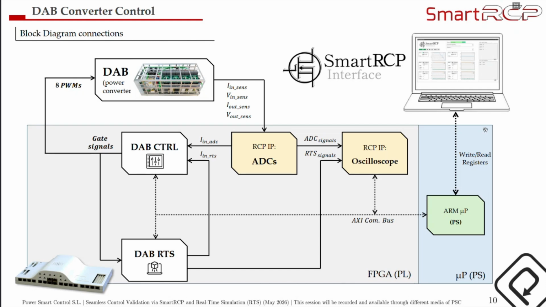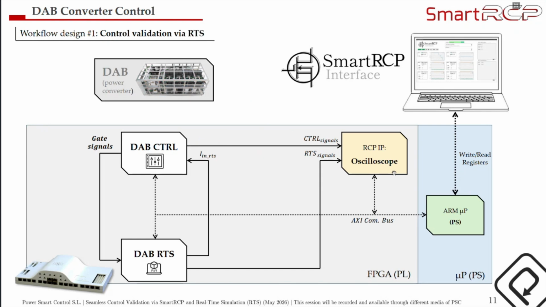As shown here, the control IP can be operated both from the current measured from the converter, and also from the current that is being simulated with the real-time simulation model. And all the control signals and the simulated signals can be seen in detail using the oscilloscope or the PL data logger IP that we are going to see in more detail in the live demonstration.